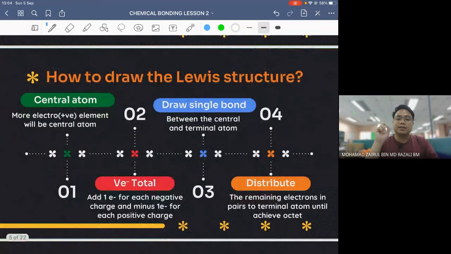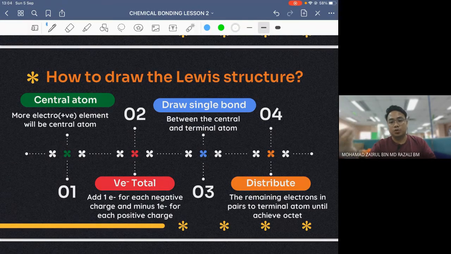So the first step is you need to determine the central atom. The central atom is normally the element that is more electropositive. So element yang lagi electropositive dia akan jadi central atom. So the second step is you need to calculate the total number of valence electron. If the molecule is a neutral molecule, awak tak perlu buat apa-apa, just calculate the total number of valence electron for each element in the molecule.